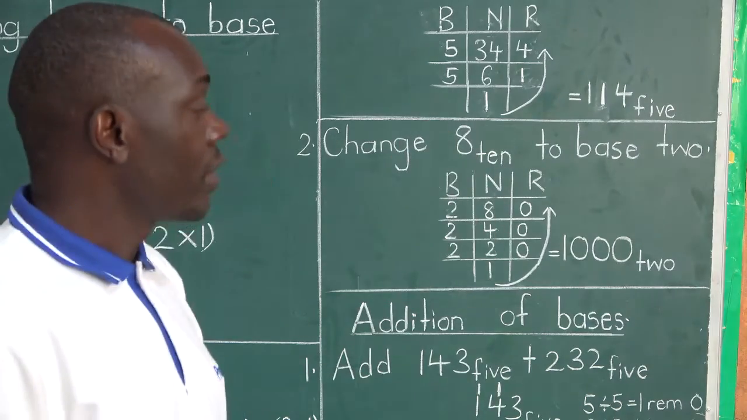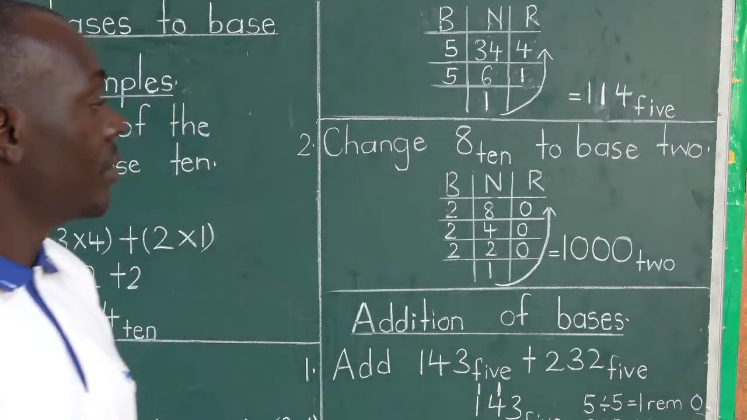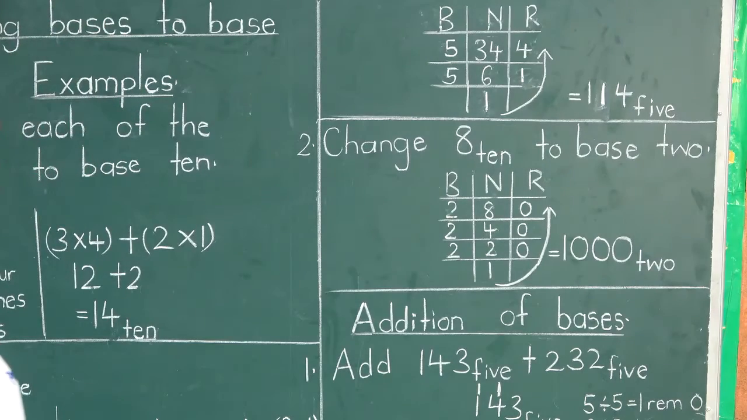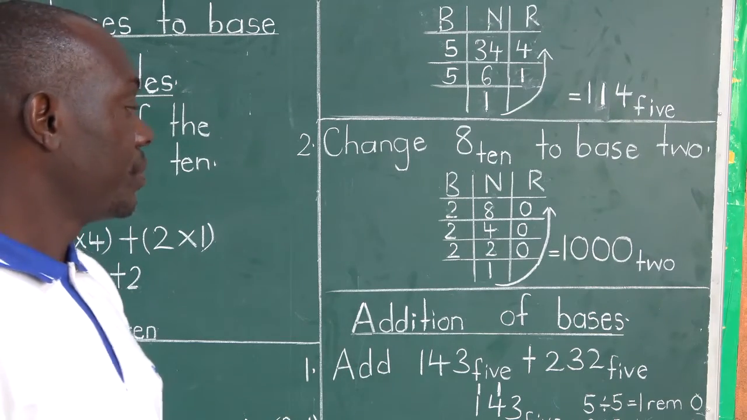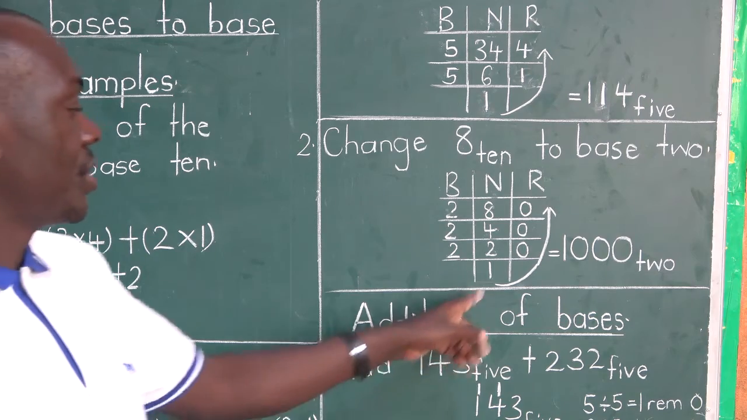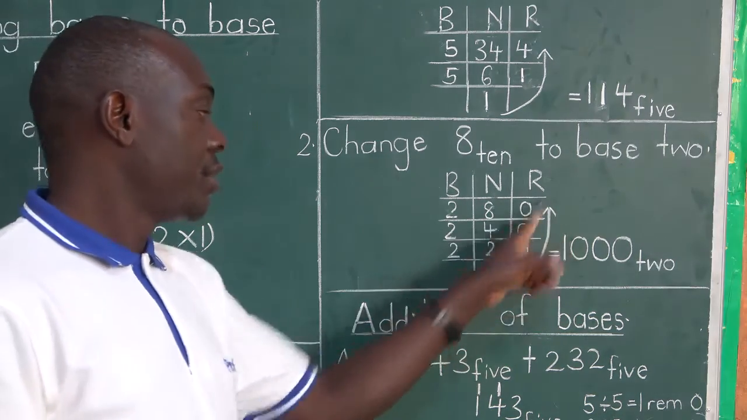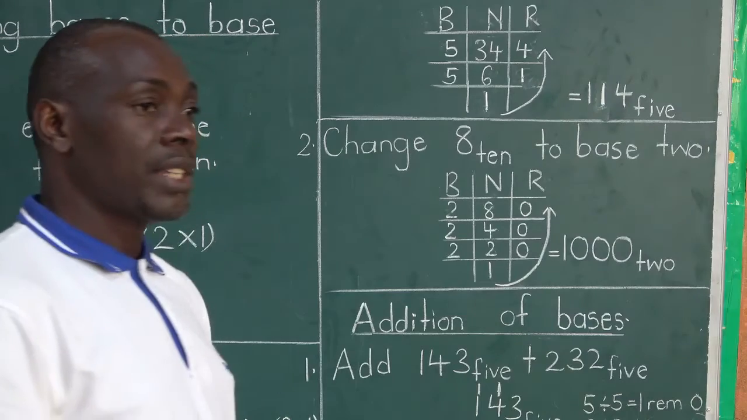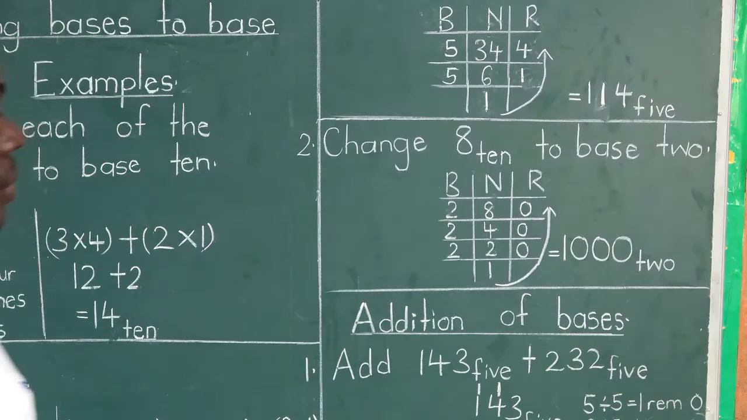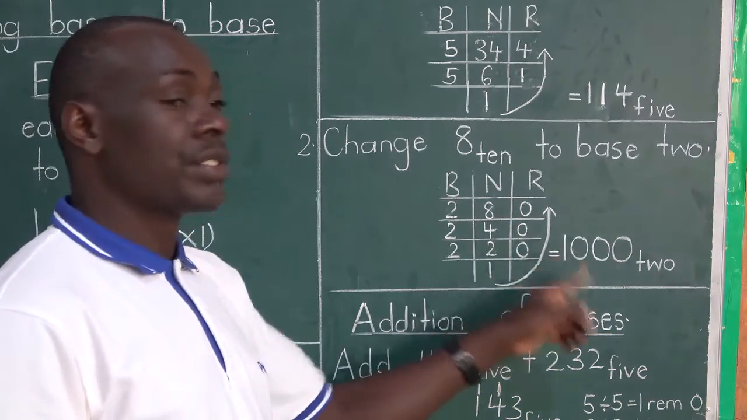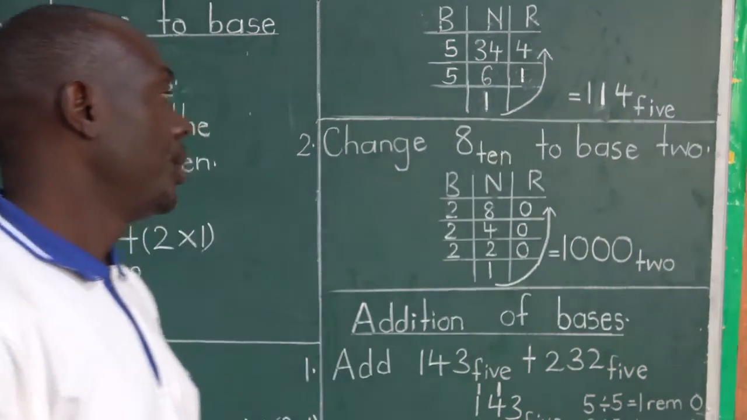So with or without the remainder, you must write something here because the remainder makes the answer. So when you don't have a remainder, write a 0. And then you write the answer upwards. That is from the last remainder to the first remainder, that is 1, 0, 0, 0 base 2. Someone can say 1 triple 0 base 2 to save time. 1 triple 0 base 2 or 1, 0, 0, 0 base 2.